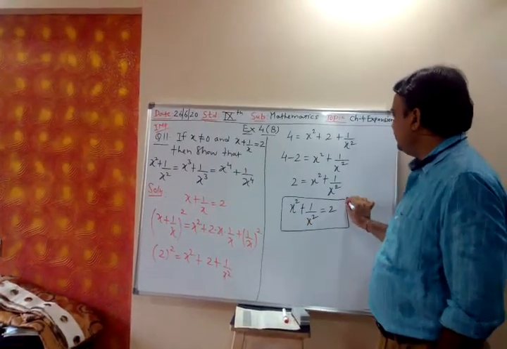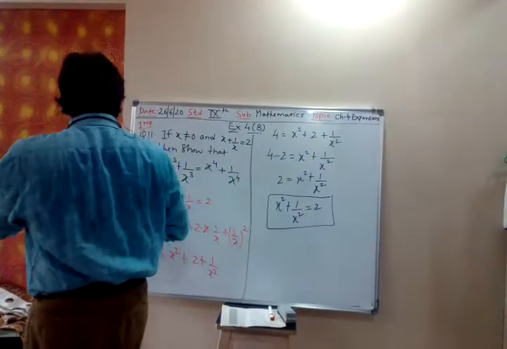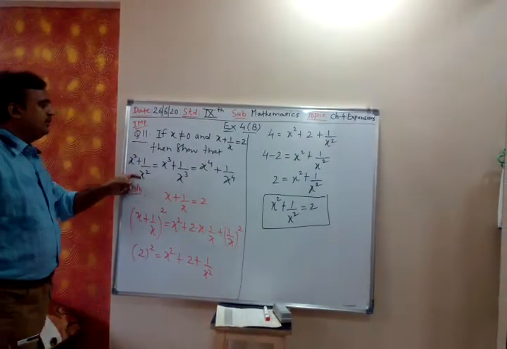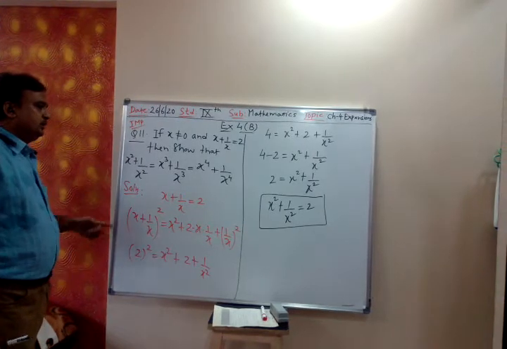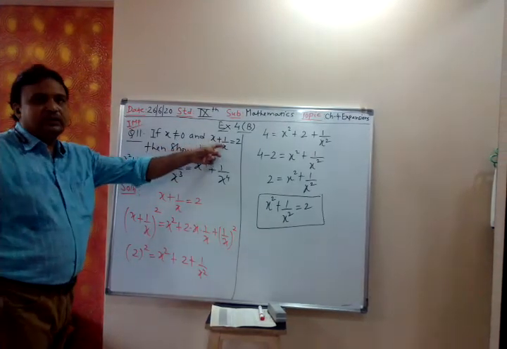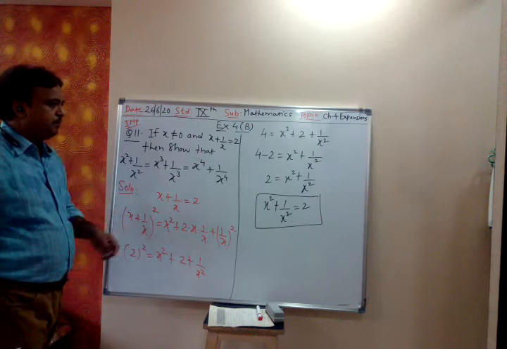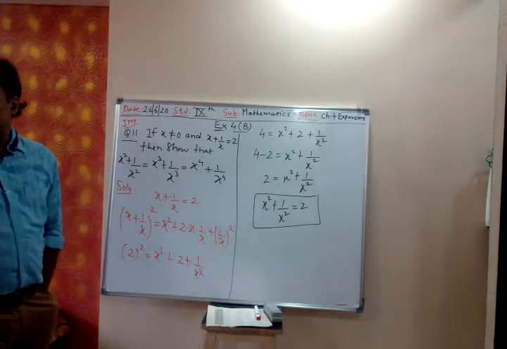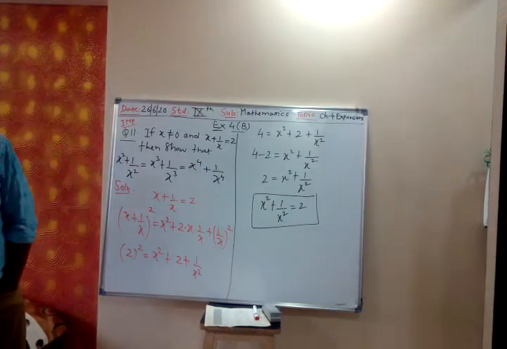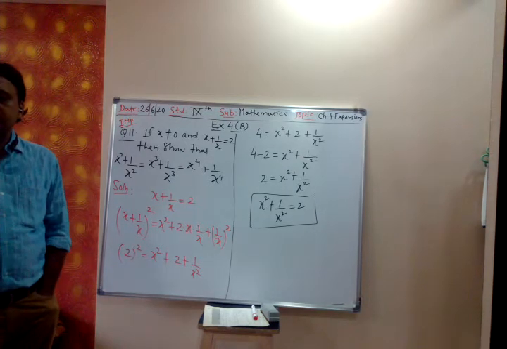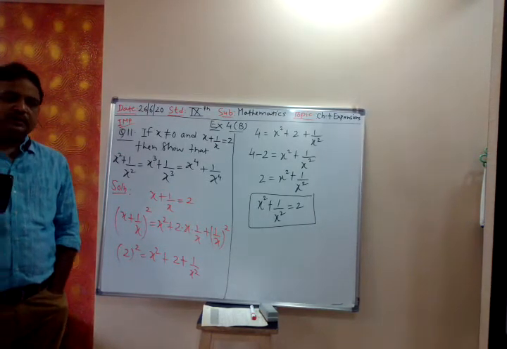We have found this value. X square plus 1 upon x square, this value is 2. Using x plus 1 upon x is equal to, is it clear? Clear. Yes. Mute the microphone now.